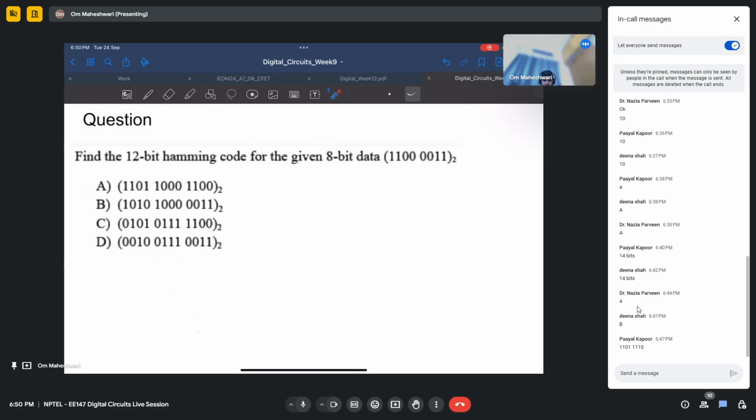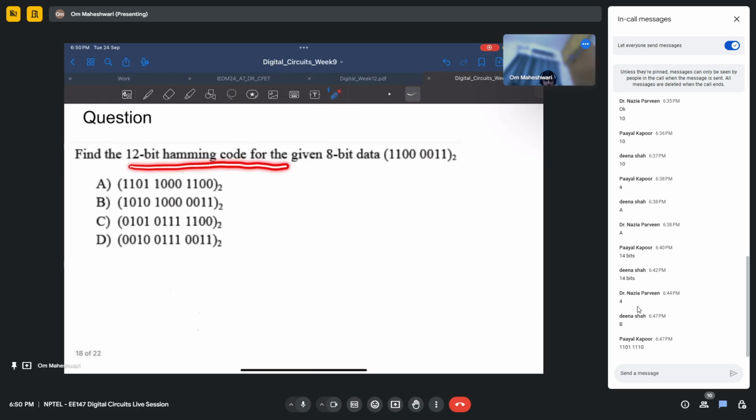So this question is find the 12-bit Hamming code for the given 8-bit data. So you have an 8-bit data given, you have to find the 12-bit Hamming code. Now this is almost opposite of what was asked in the previous question. But please try this one, then we'll solve the previous question.